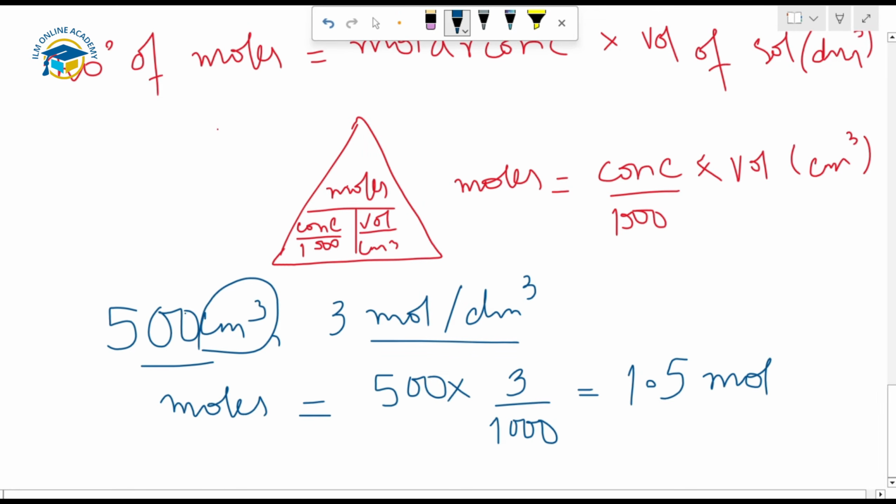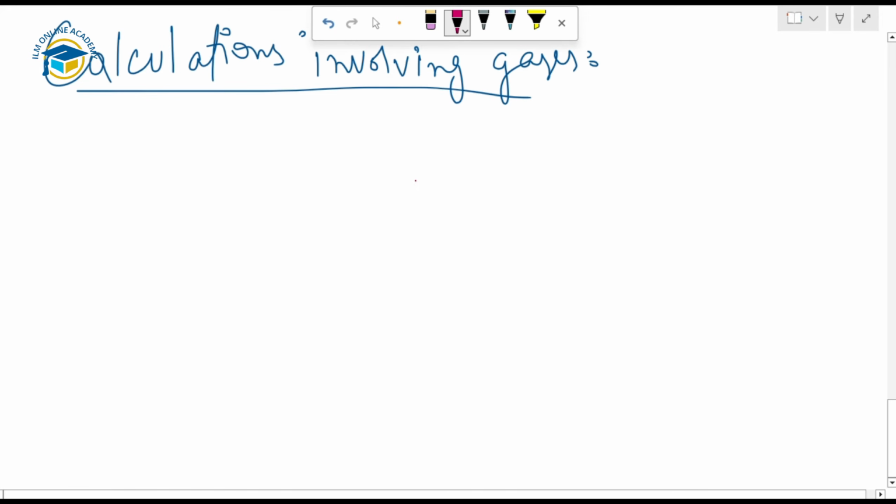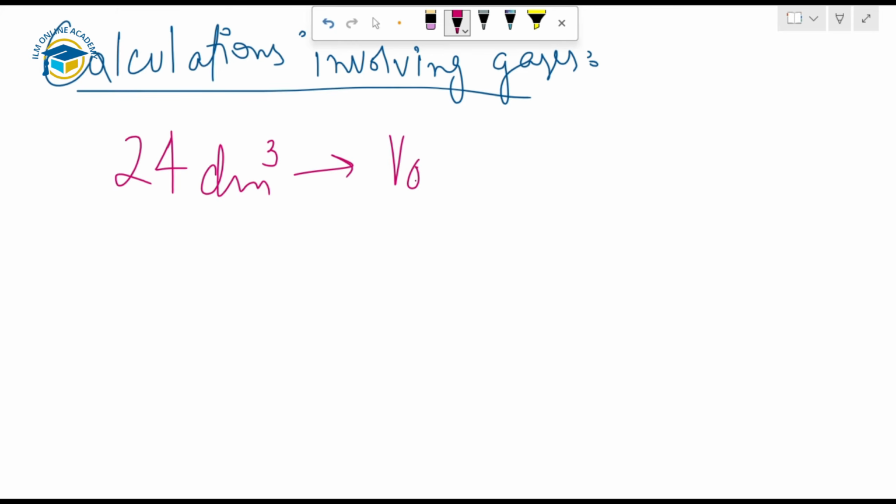Up till now we have done calculations involving solutions, but now we have calculations that involve gases. Use the molar gas volume, which is taken as 24 dm³ at room temperature and pressure, or RTP. Equal amounts in moles of gases occupy the same volume under the same conditions of temperature and pressure. The volume of 1 mole of any gas at room temperature and pressure is 24 dm³.